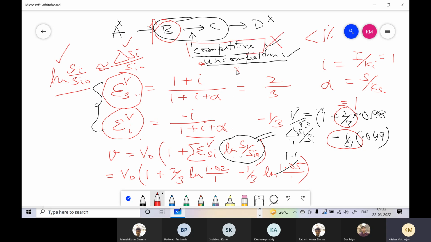If you did the same thing with a 5% increase and same values, or with uncompetitive, that is what I actually wanted to give, but I thought it would become too lengthy, then you will demonstrate that V by V naught has changed much more significantly. So do it with different inhibitors.